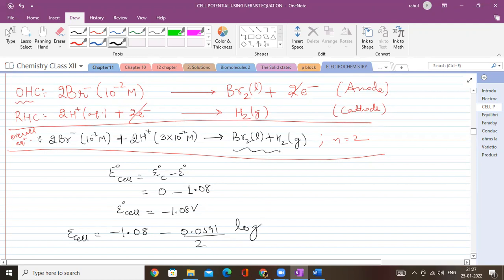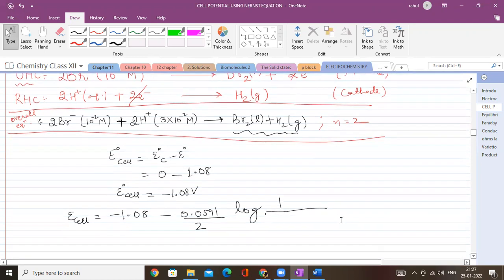Now here the products are both 1 because they are in the gaseous state, and the reactants are given as 10 to the power minus 2, whole squared, because I was talking about bromide, and then 3 into 10 to the power minus 2, whole squared. This is what we will be able to write.